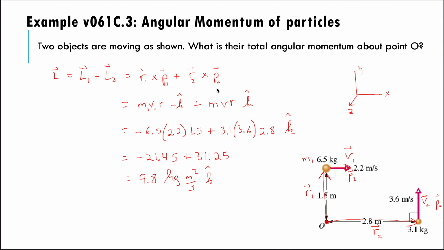So this problem was a plug and chug, making sure to be able to use the definition of angular momentum for particles and being able to take into account the direction as well, using the right hand rule for cross product.